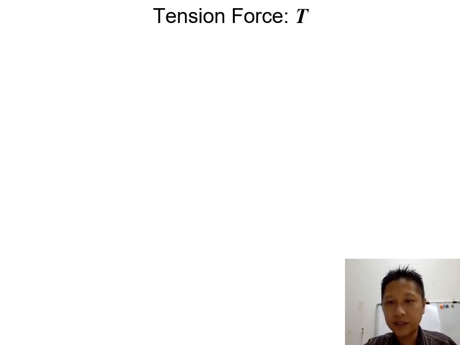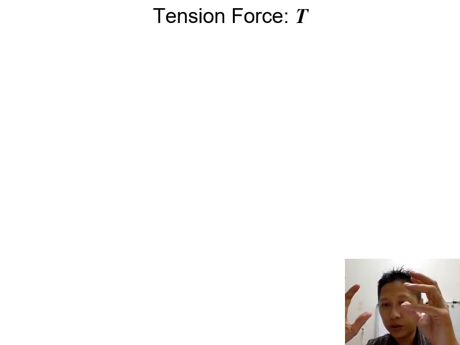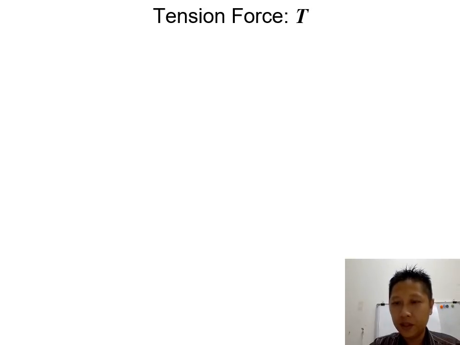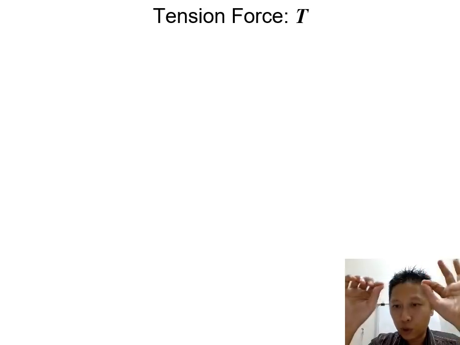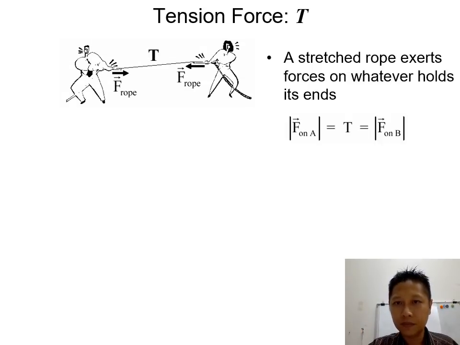Tension force happens when there are two objects connected with a cable or a rope. So the tension force is the force inside the rope, the cable. Later on, we're going to have one example to calculate the tension force inside the rope.